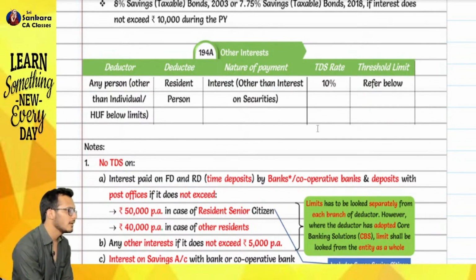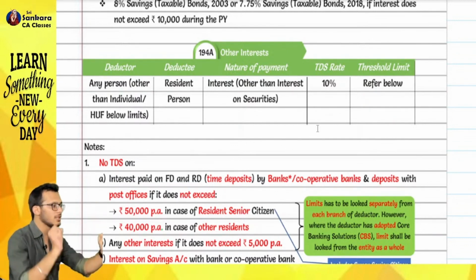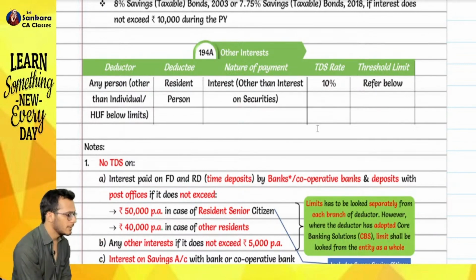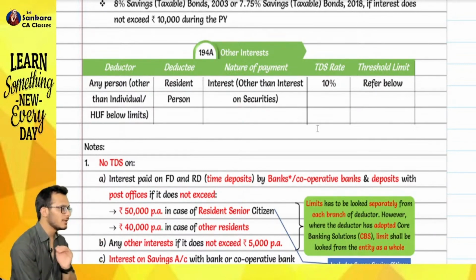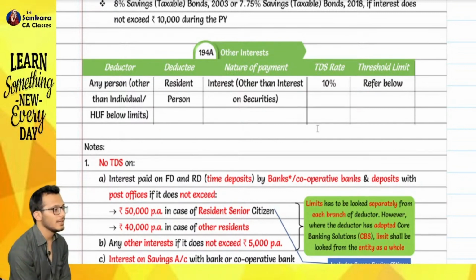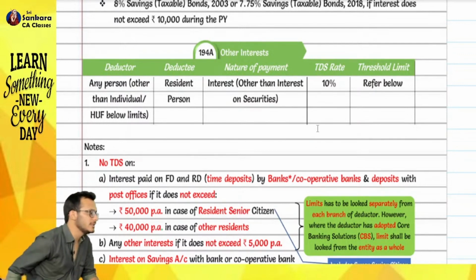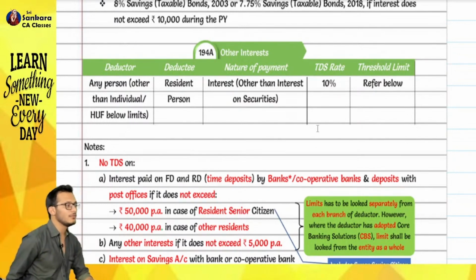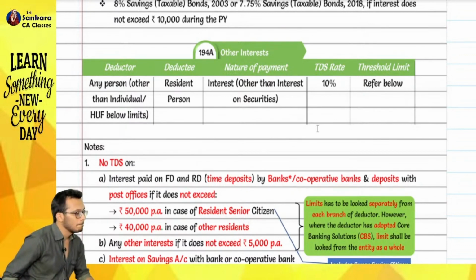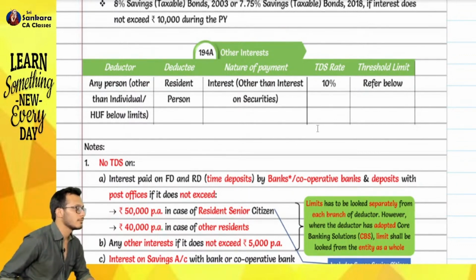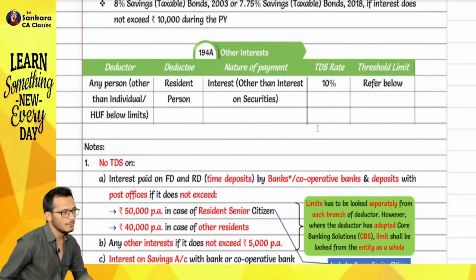you will check for the limit of 10,000 and 50,000 per branch, only if the bank does not have a CBS. What is a CBS? Core banking solutions. If the bank does not have a CBS, you will check the 10,000 and 50,000 limit per branch. If the bank has a CBS, you will check it per bank.